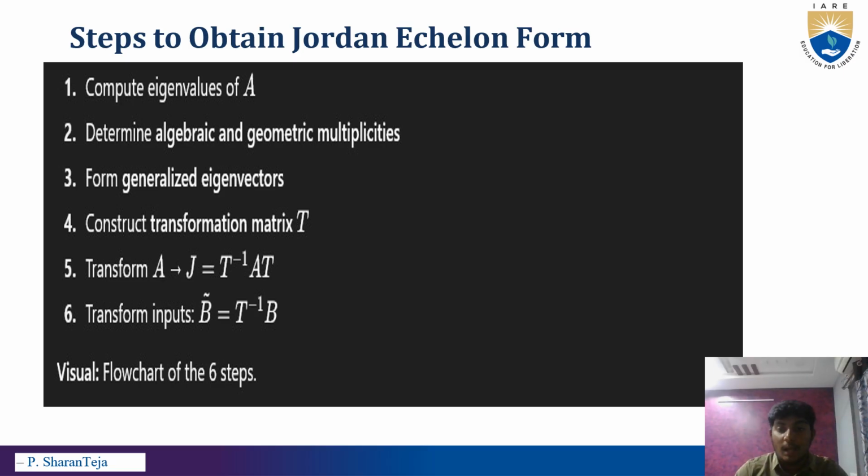Arrange all the eigenvectors and generalized eigenvectors into a matrix T. Compute J = T⁻¹AT. Verify that J has a block diagonal structure with Jordan blocks.